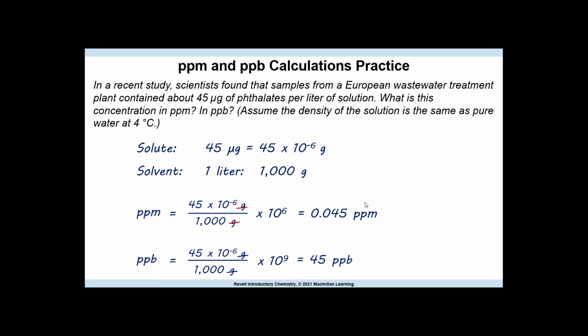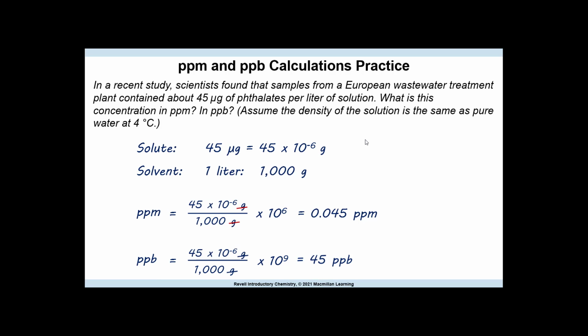Okay, so let's look at a problem. In a recent study, scientists found that samples from a European wastewater treatment plant contained about 45 micrograms of phthalates per liter of solution. And when you're trying to say this, don't try to say the P and H, say the TH, so phthalates. The pH is there to confuse you. What is this concentration in parts per million and parts per billion? Assume the density of solution is the same as water.